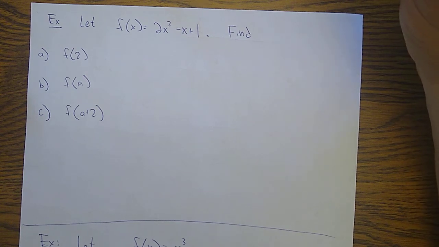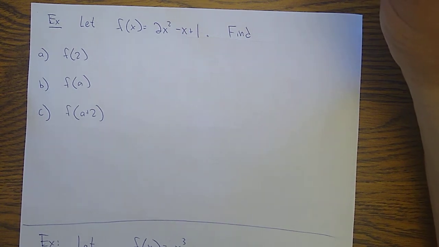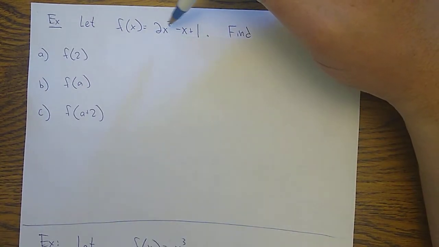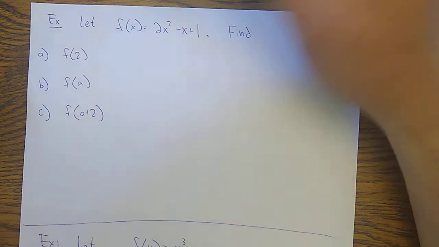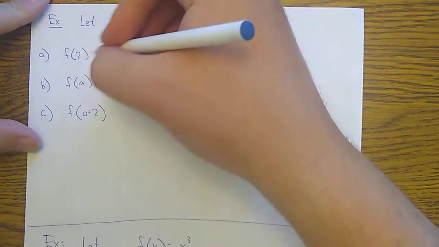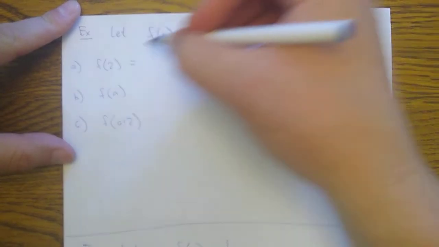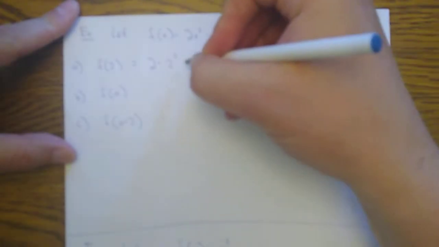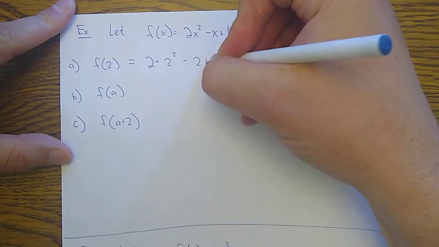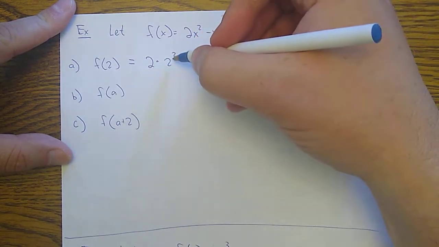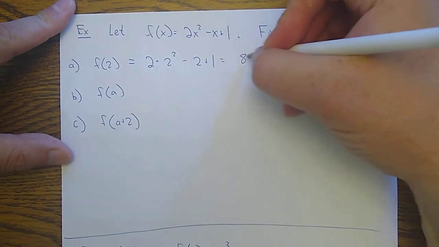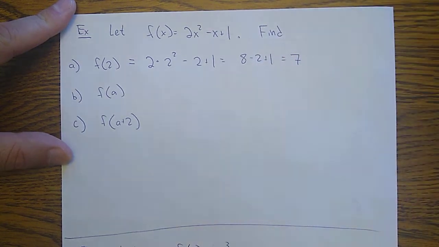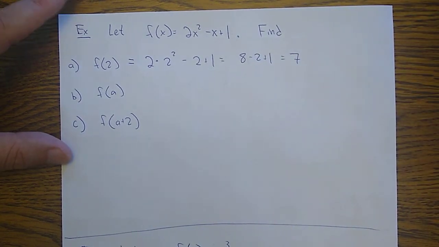So let's practice plugging some things into functions, and we'll start easy. Here's a function, and we're just going to find f of 2. That just means I replace all the x's with 2's. So 2 times 4 is 8, minus 2 is 6, plus 1 is 7. Yeah, it's as easy as that.